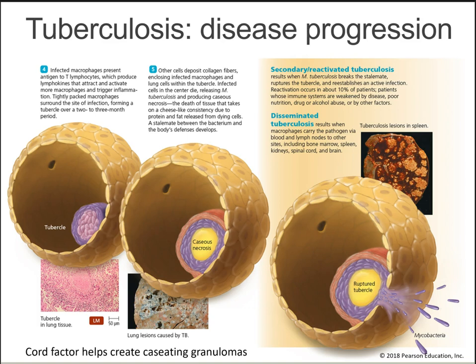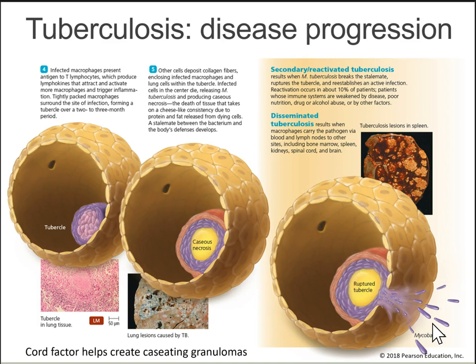Eventually, tuberculosis can break out of these tubercles, these caseating granulomas. They can burst out and then disseminate throughout the body, and Mycobacterium tuberculosis can then form infections in other parts of the body like the lymph nodes, bone marrow, spleen, kidney, spinal cord, and occasionally, rarely, in the brain.